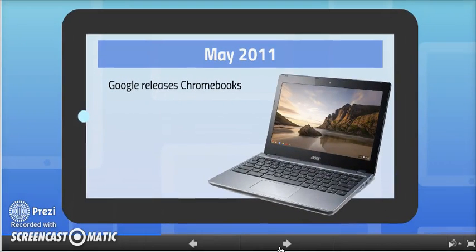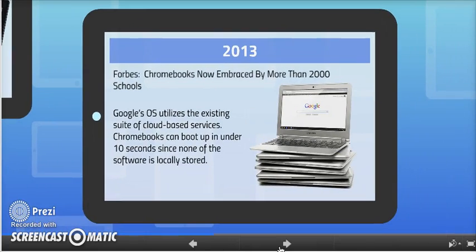In May of 2011, they released the Google Chromebooks, and that was pretty exciting because these were inexpensive machines that could be put into the classroom with students. By 2013, Forbes reported that Chromebooks were in more than 2,000 schools. And really what caught on with these Chromebooks is that they really don't run an operating system on their computer. They have an operating system, but they mainly function through Google and all of the Google apps that they have.